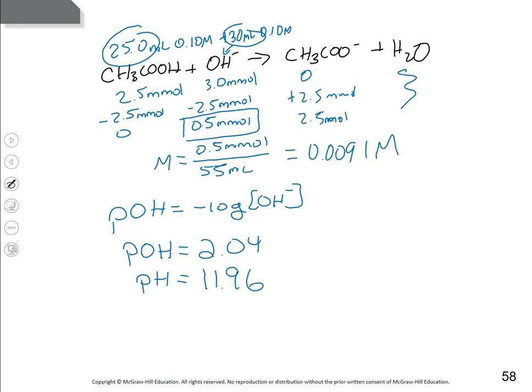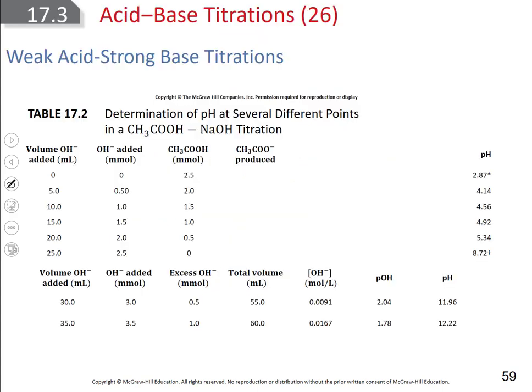So again, weak acid, strong base. Before the equivalence point, we have a buffer solution, use Henderson-Hasselbalch. At the equivalence point, we have a salt, use an ICE table. Past the equivalence point, we're going to have excess base, so just find the pOH of that excess base. Makes sense? Ready to try one? All right. And hey, look, we did it right. We had 30 milliliters of hydroxide, 11.96.